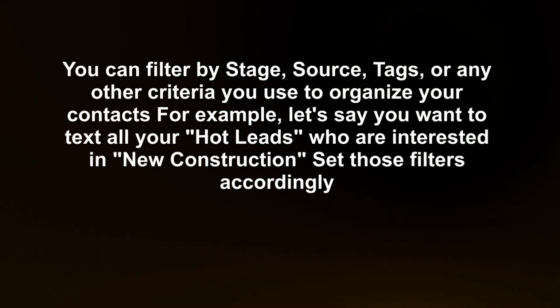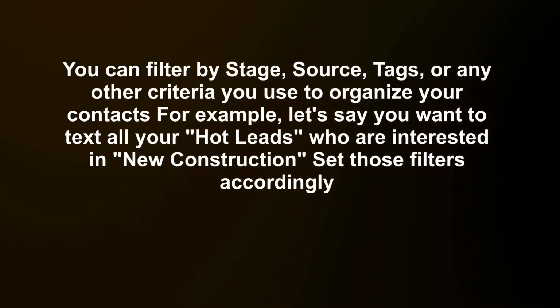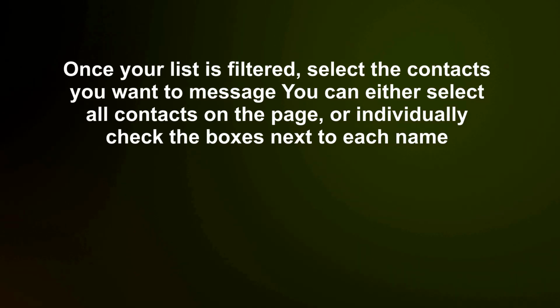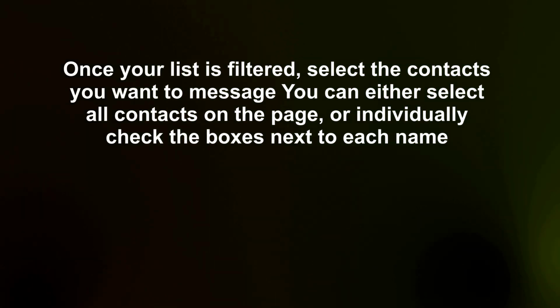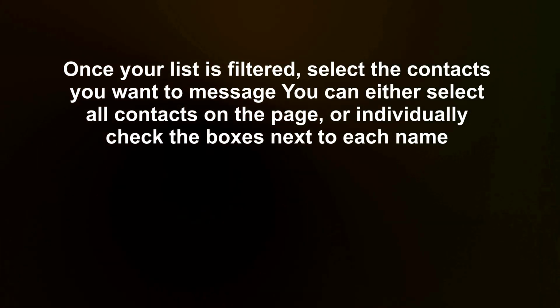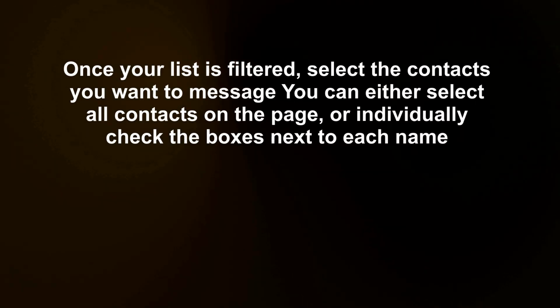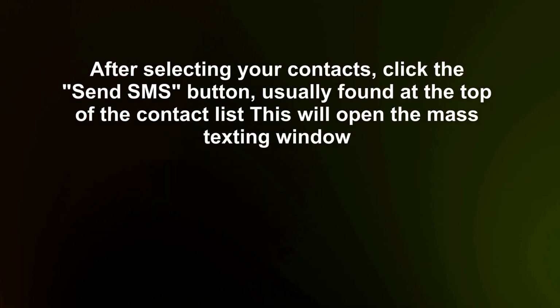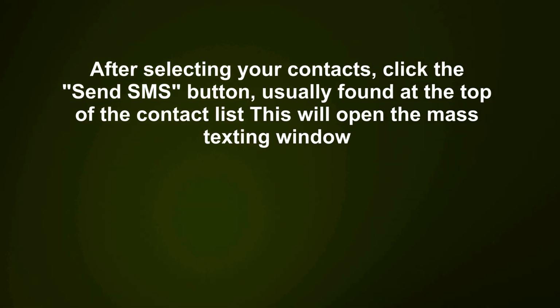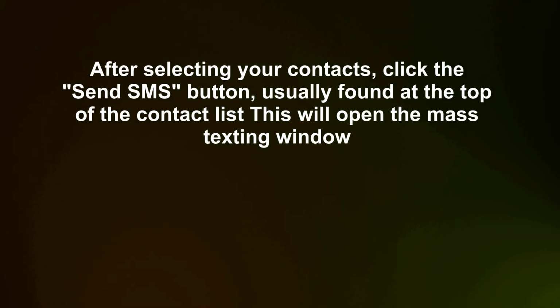For example, let's say you want to text all your hot leads who are interested in new construction. Set those filters accordingly. Once your list is filtered, select the contacts you want to message. You can either select all contacts on the page or individually check the boxes next to each name. After selecting your contacts, click the Send SMS button, usually found at the top of the contact list. This will open the mass texting window.